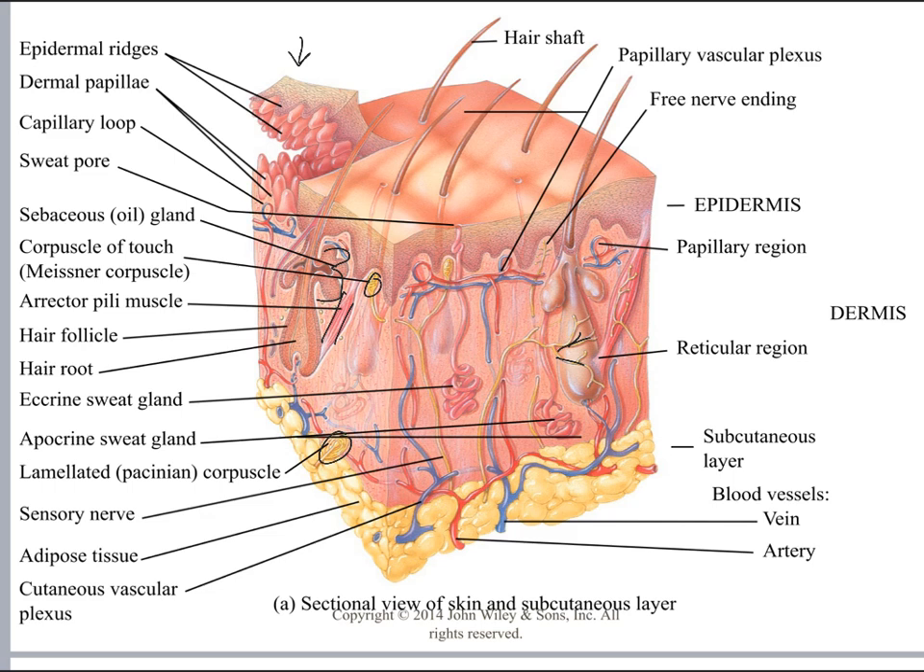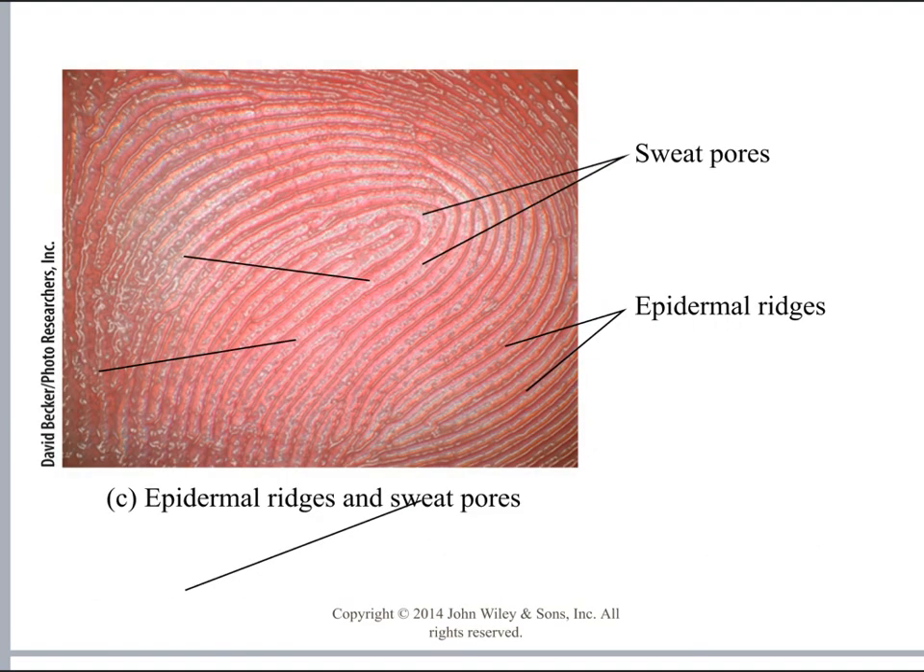Our reticular region, our papillary region up here, reticular region down here, and our subcu or hypodermis down here. Fingerprints. Let's talk about fingerprints for a little bit. We already established where they are made and set up, but why do no two people have the same fingerprints? And the answer is pretty simple, because our fingerprints are established in the uterus. So how are they established? Even with monozygotic twins that are developing in the same womb.